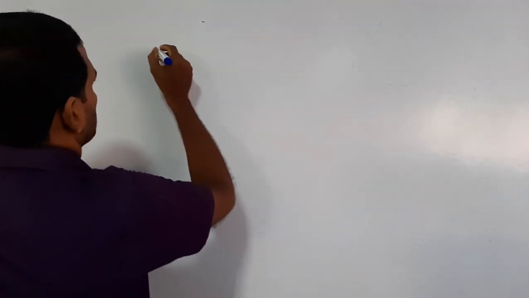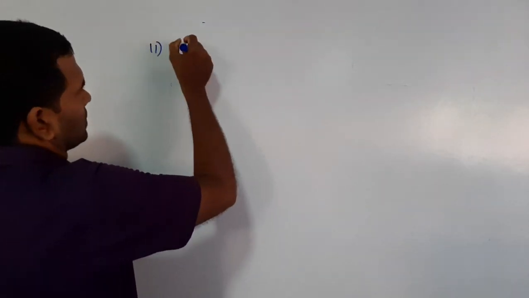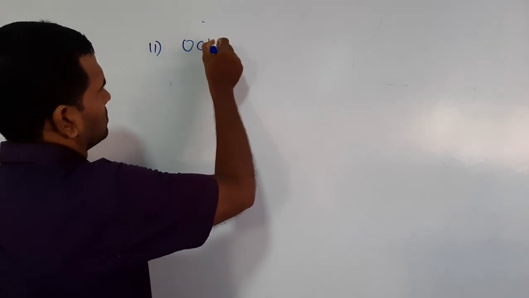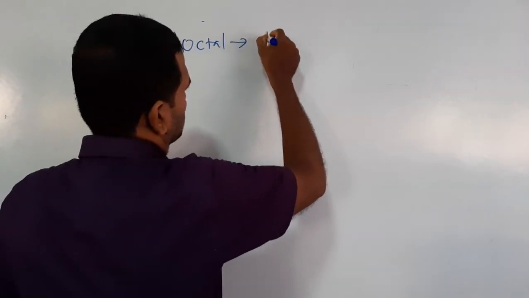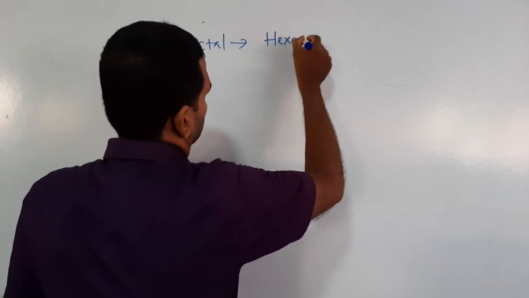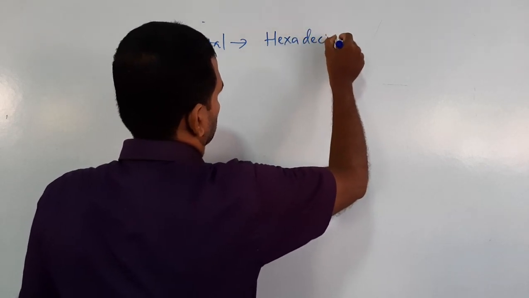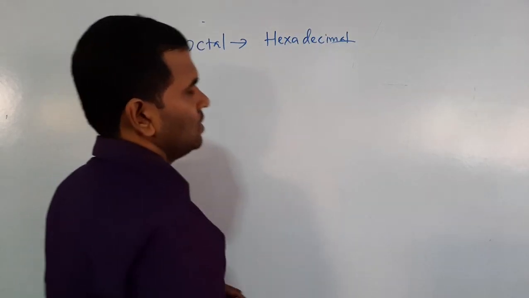So with this small introduction, I go straight to the first conversion, which is converting an octal number to hexadecimal. Let's see how to do this. So this is number 11, octal to hexadecimal. Right.